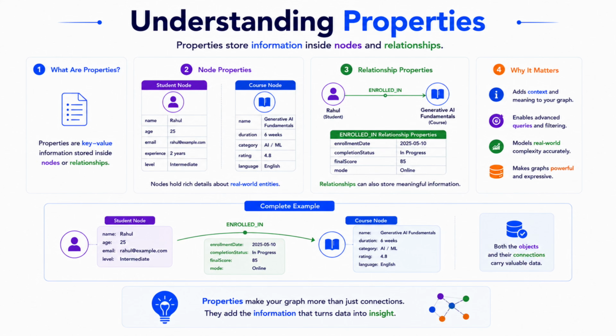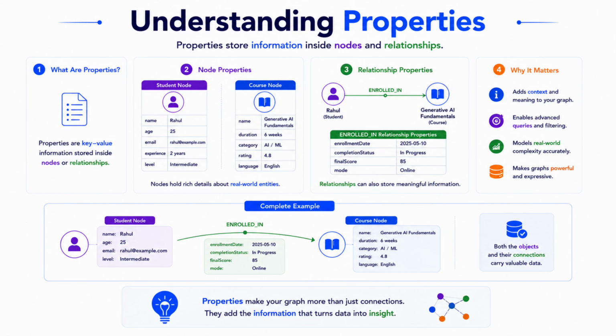Properties are simply information stored inside a node or relationship. A student node might contain properties such as name, age, email, and experience level. A course node might contain duration, category, rating, and language.